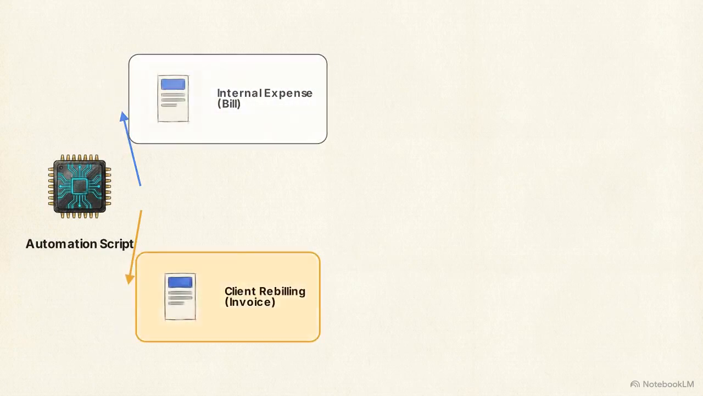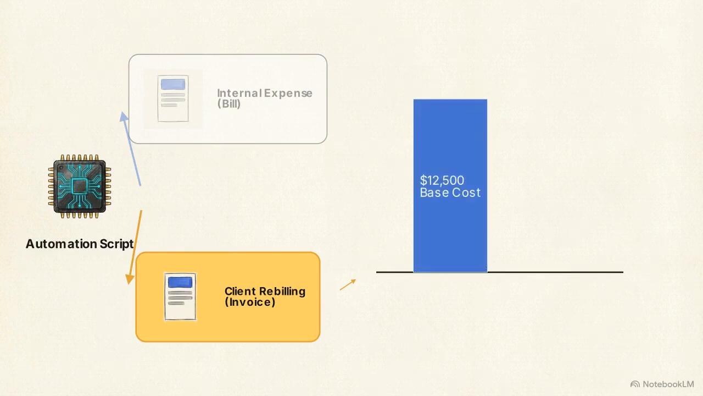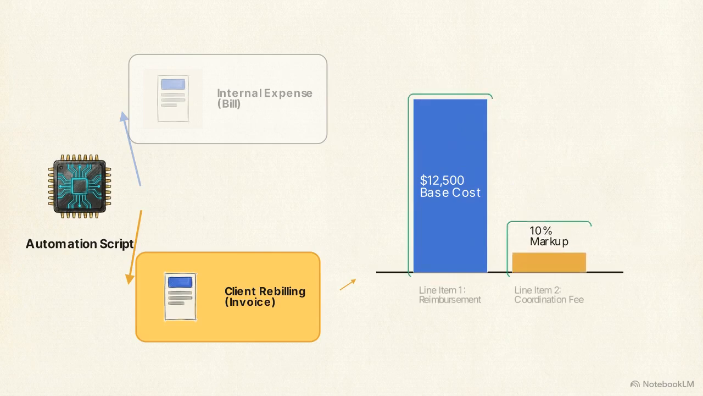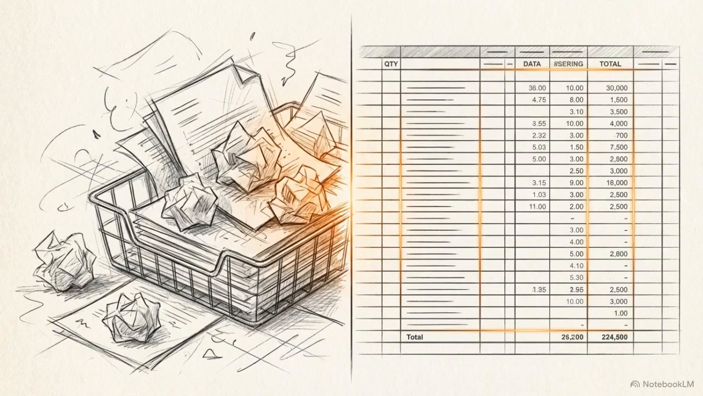The script makes a secondary API call to draft the client rebilling invoice. Here, the script applies mathematical logic. It takes the base consultant cost and calculates the dynamic 10% coordination markup, creating a distinct second line item on the client's invoice. This pipeline takes unstructured, risky email attachments and turns them into perfectly categorized, mathematically accurate accounting objects, requiring zero human data entry.